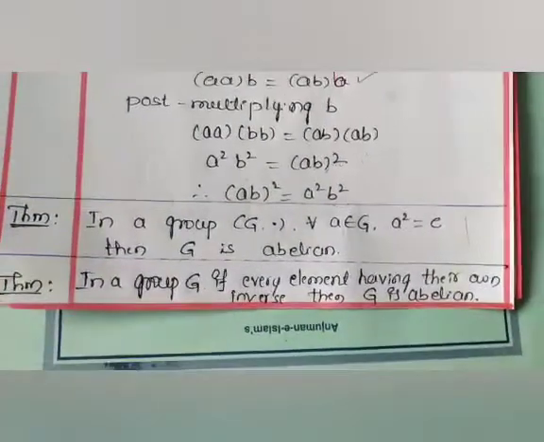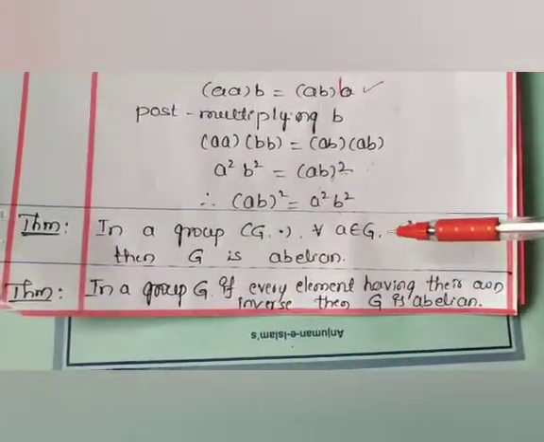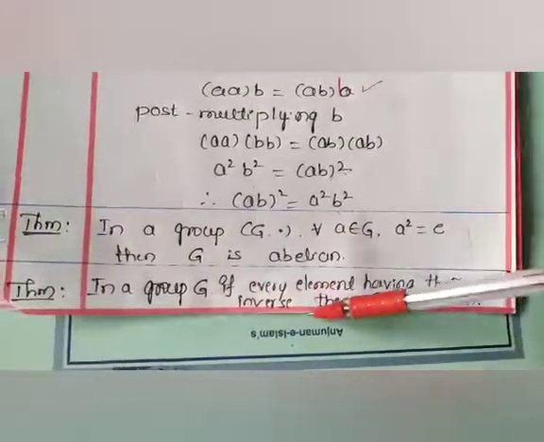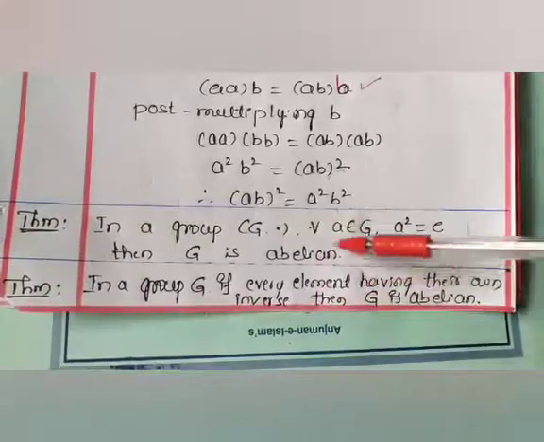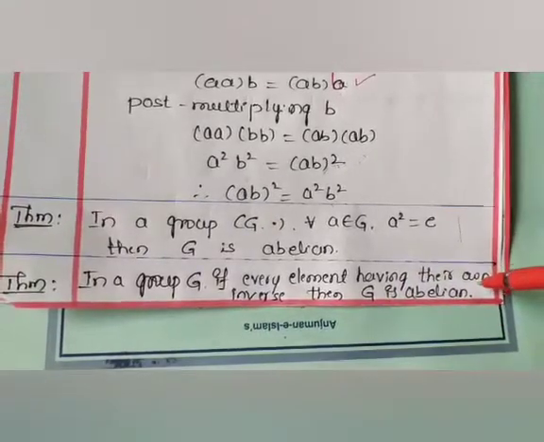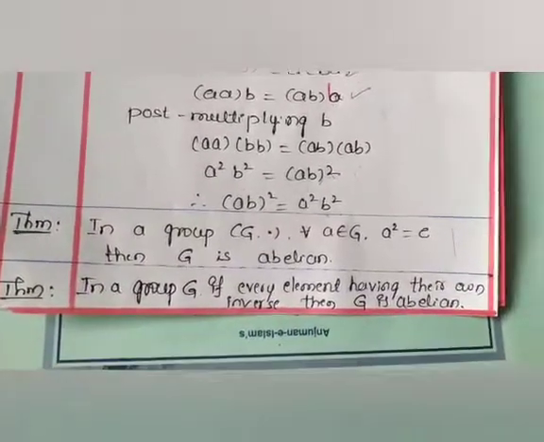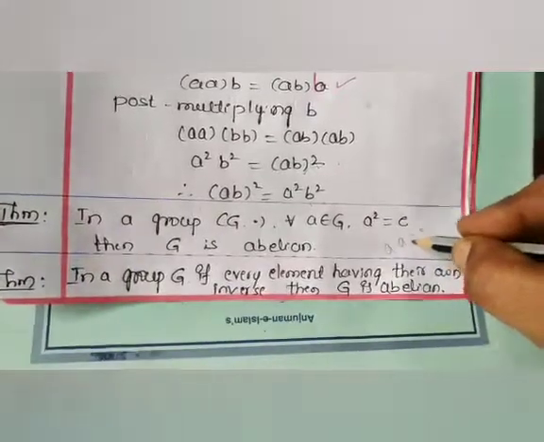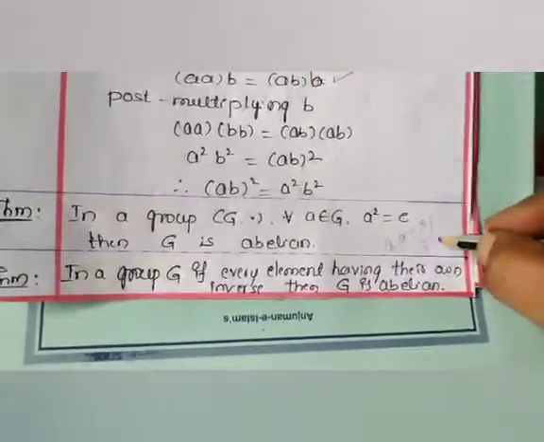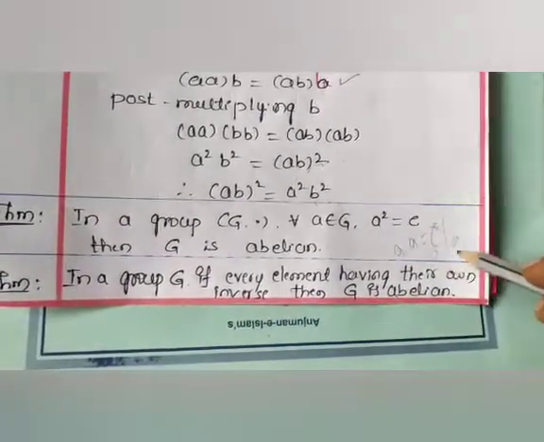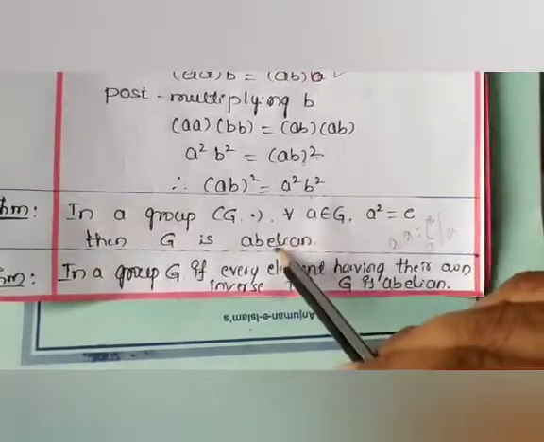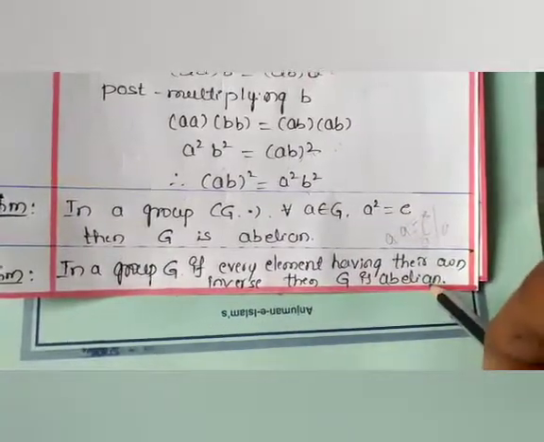Students, you have to try to solve this theorem in a group (G, dot): for every a belonging to G, a square equal to e, then G is Abelian. Or in a group G, the two theorems are the same; the question pattern is different. If every element has its own inverse, then G is Abelian. Where a square equal to e means a into a is equal to e. When a comes to this side, it becomes a inverse equal to a. The meaning of a square equal to e means a inverse equal to a, that is, the inverse of a is itself. That is, every element has its own inverse, then G is Abelian is to be proved.